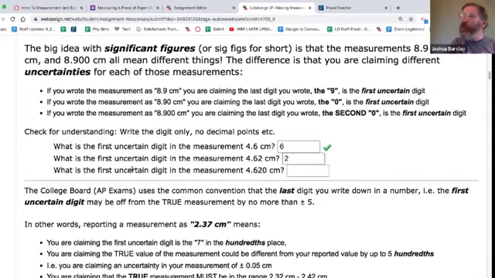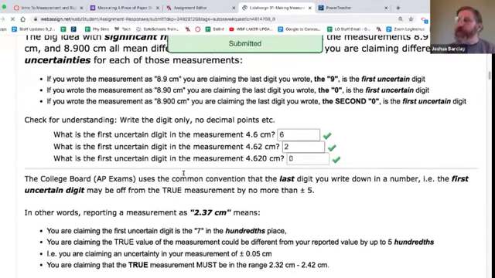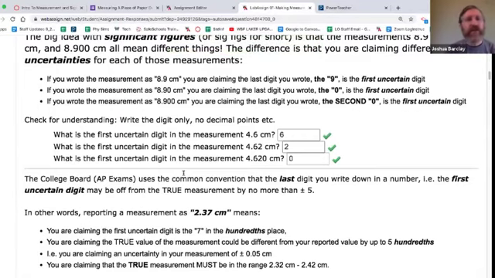Finally, what is the first uncertain digit in 4.620? Which one of those digits is not certain? Go ahead and write that down. And if you said, hey, it's got to be the last one, which is 0, you are right. So that's the first step, is to understand what that uncertain digit is. You guys, it's super easy. The last digit you write down is the first uncertain digit. All the rest you got to be very, very confident of. It's that last one that you can take an estimate of.